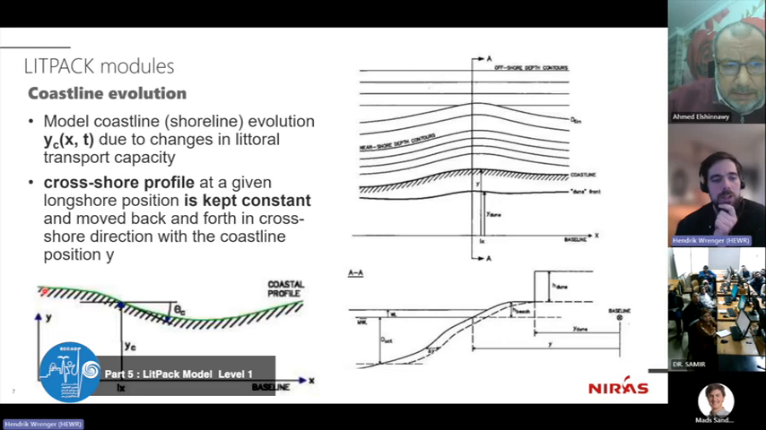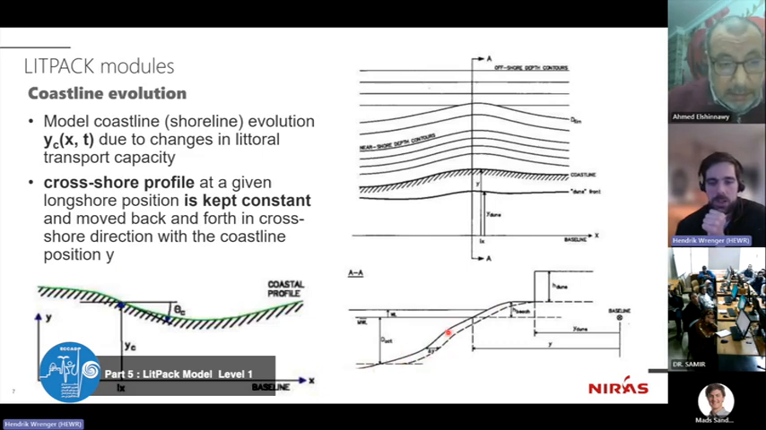But I model the position of that green line due to the change in the littoral transport. And the cross-shore profile at a given position is kept constant. It's only moved back and forth, they call it a one-line approach, in the direction of the coastline evolution, given the position Y. And that's indicated here. So there's a delta Y here where I'm pointing now.